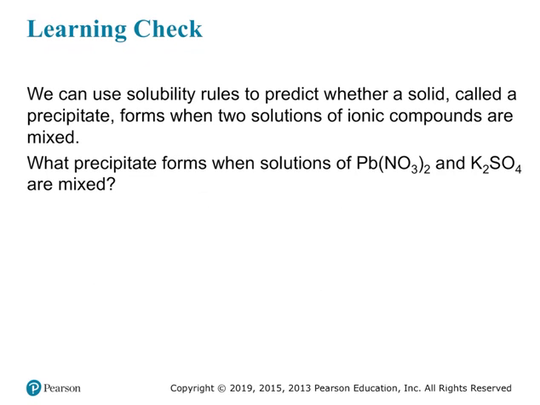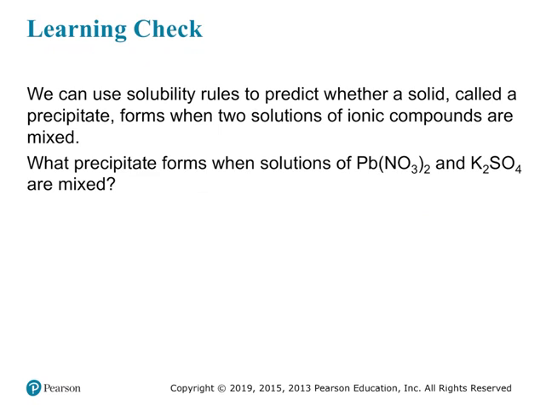All right, so let's do one more learning check. We can use solubility rules to predict whether a solid called a precipitate forms when two solutions of ionic compounds are mixed. So what precipitate forms when solutions of lead nitrate and potassium sulfate are mixed?